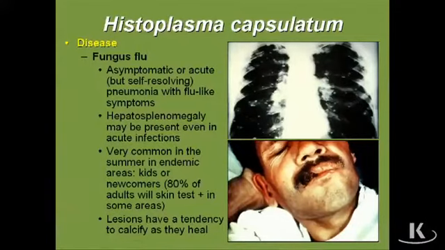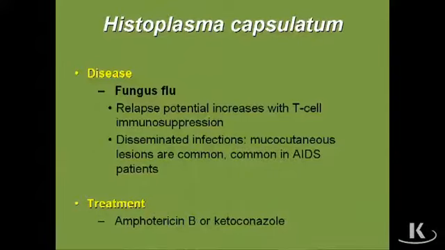When histo disseminates, as it does frequently in AIDS patients, it disseminates to mucocutaneous sites. So you will develop mucocutaneous lesions with histoplasmosis. So the disease, again, is sometimes called the fungus flu. You can have a pulmonary presentation with dissemination to the mucocutaneous sites. Now, with T-cell immunosuppression, which is required for treating fungal infections, especially with intracellular yeasts, of course this is going to be worse and disseminated.